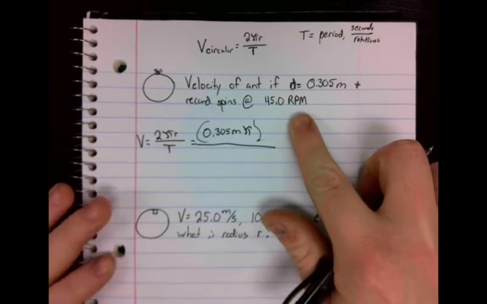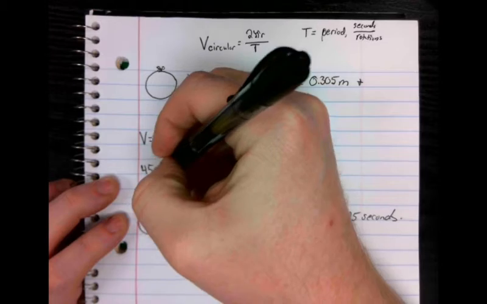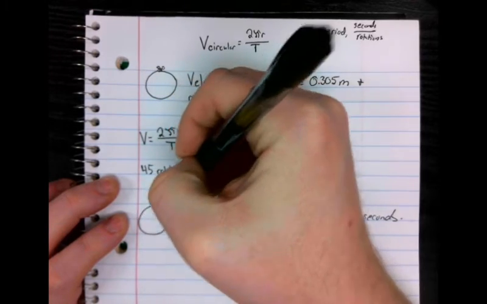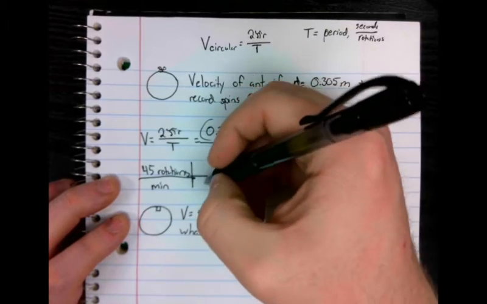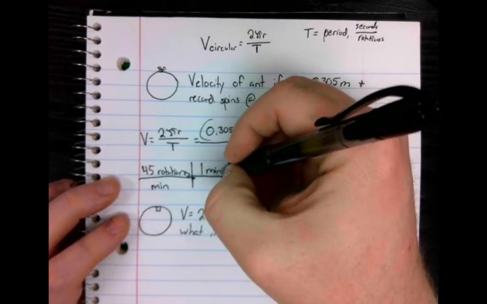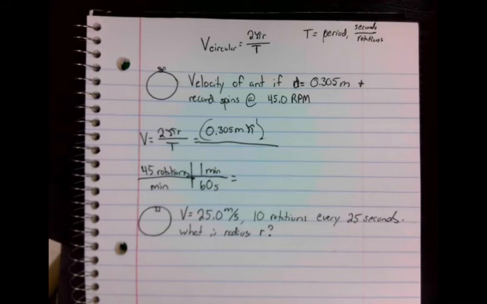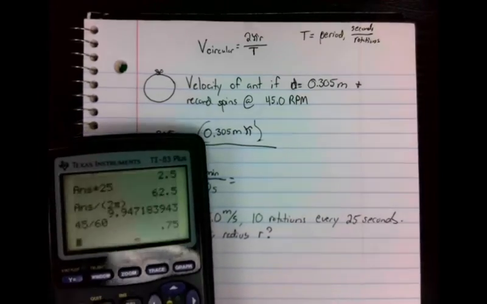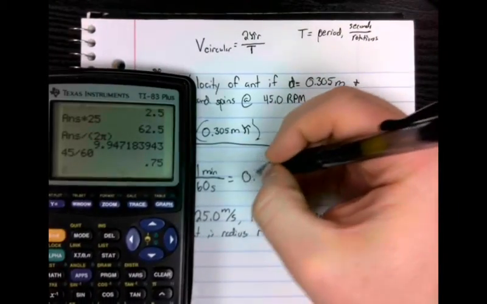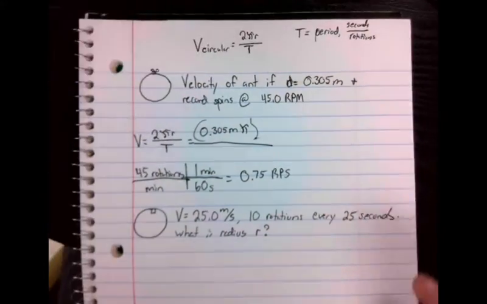It gives us rotations per minute. So first thing we're going to want to do, that's 45 rotations per minute. We can convert that, there are 60 seconds in 1 minute. That will allow us to convert into rotations per second, which will give us 45 divided by 60, 0.75. We'll go ahead and call that RPS.